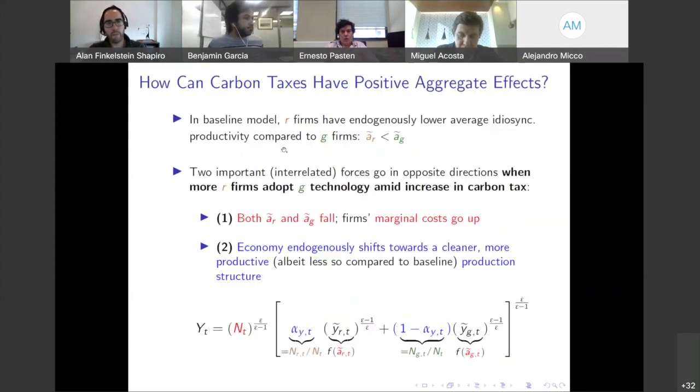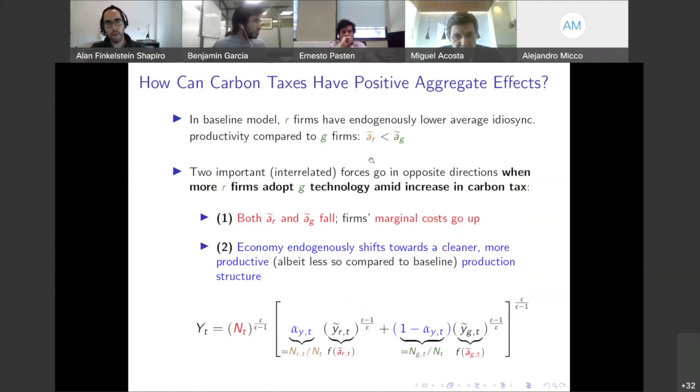Now, in terms of the mechanisms, whenever you see these results, it seems like, oh, this is too good to be true. Like, as someone put it in a previous seminar, where is the magic happening? So in the baseline model, our firms have endogenously lower average productivity compared to G firms. And that's, again, partly because you have this fixed cost of adopting the green technology. But again, the average levels are endogenous, right? So that's important to point out.